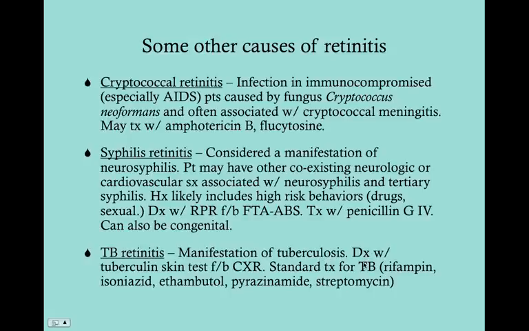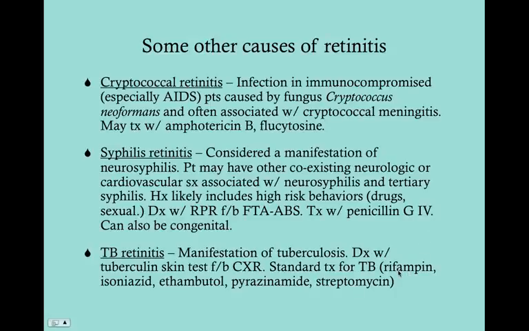So the way we're going to diagnose this is the same way we diagnose tuberculosis in any other patient. Start with the tuberculin skin test. You'll have 10 to 15 millimeters of induration. That's going to be a positive exam. That's followed by chest x-ray. And then we will give the patient the standard treatment for TB.